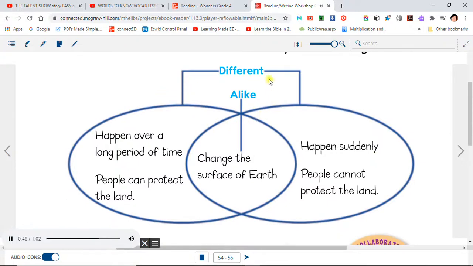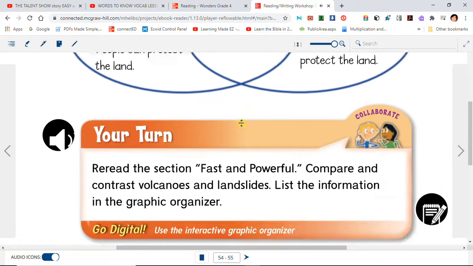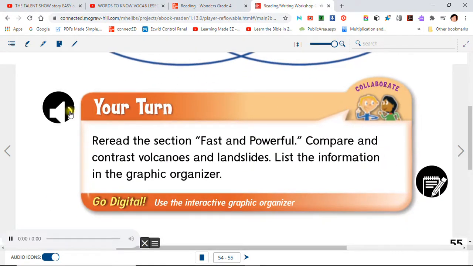Venn diagram. Different. Happen over a long period of time. Happen suddenly. Different. People can protect the land. People cannot protect the land. Alike. Change the surface of Earth. Your turn. Reread the section Fast and Powerful. Compare and contrast volcanoes and landslides. List the information in the graphic organizer.